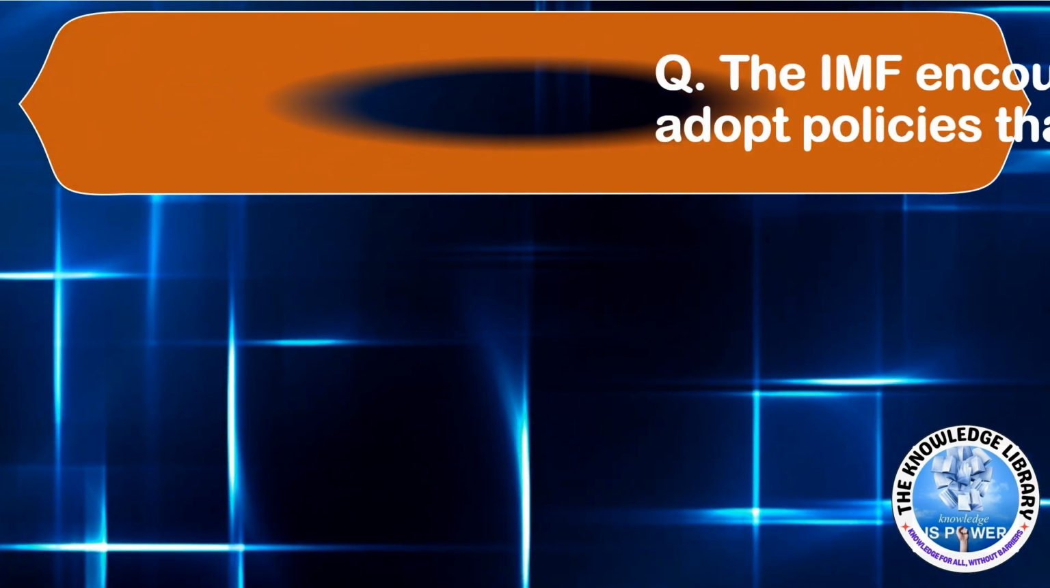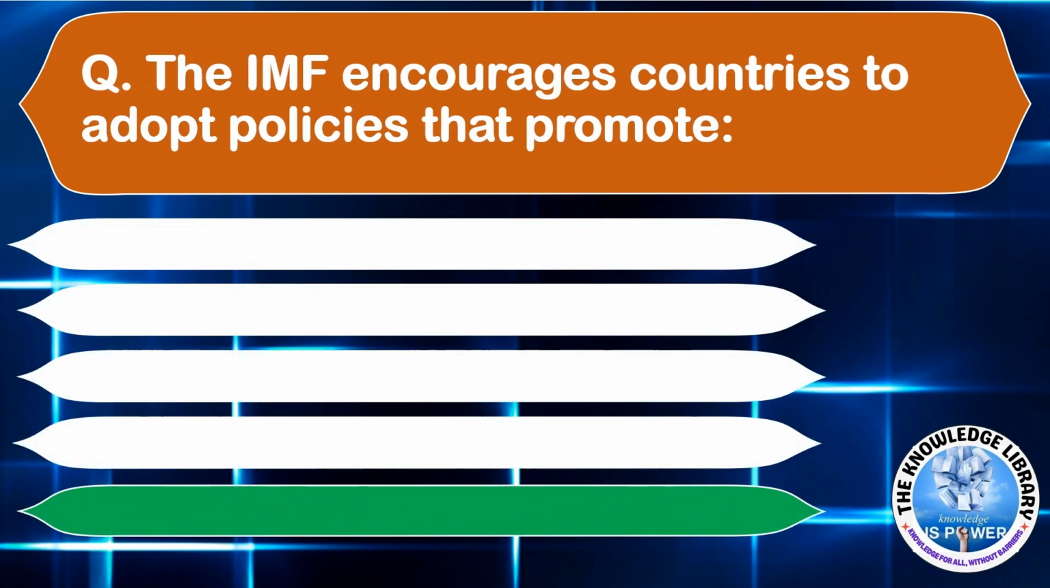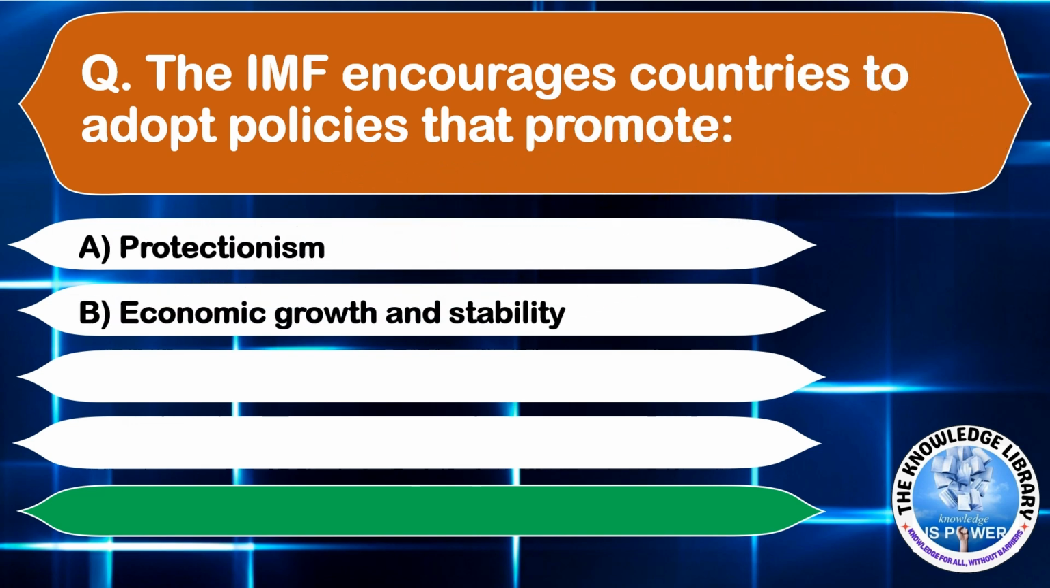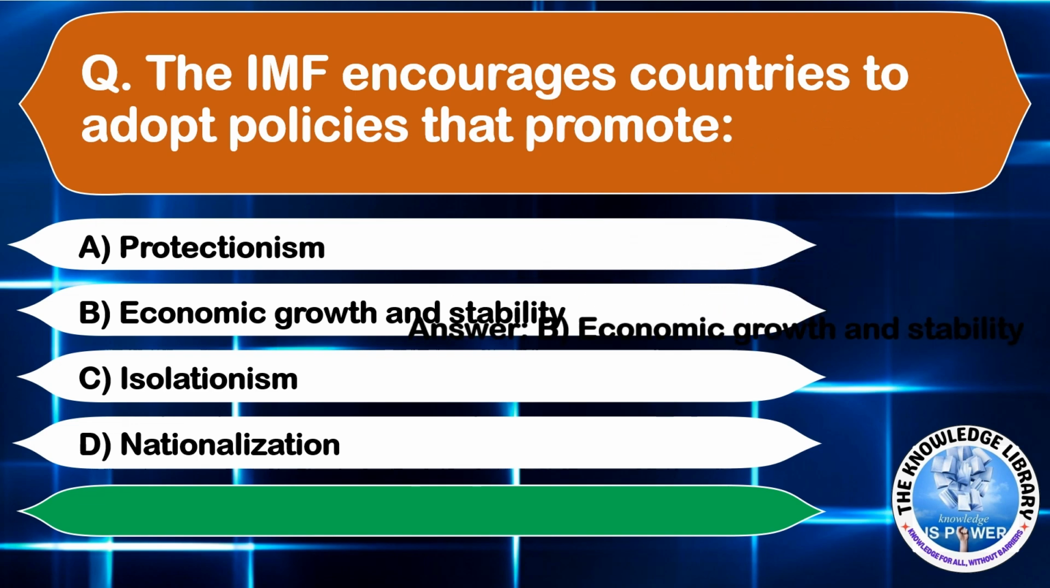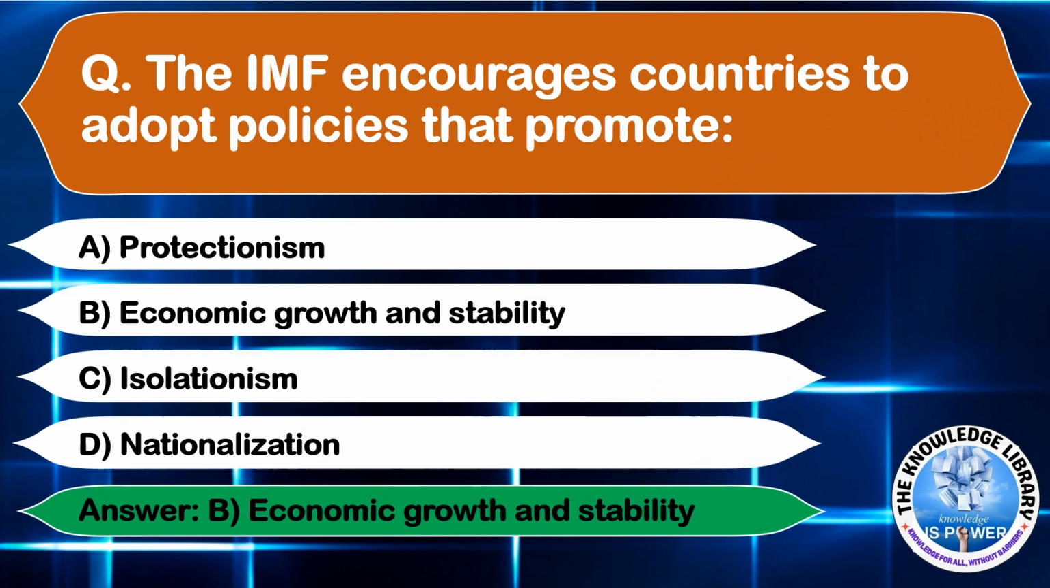Next question is, the IMF encourages countries to adopt policies that promote option A, protectionism, option B, economic growth and stability, option C, isolationism, option D, nationalization. Answer is option B, economic growth and stability.